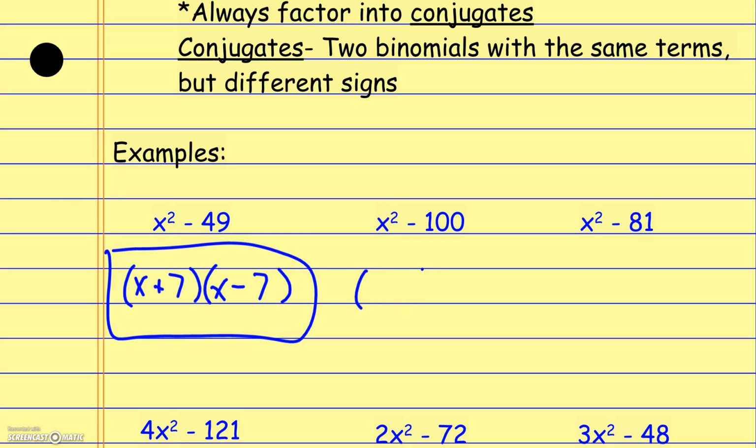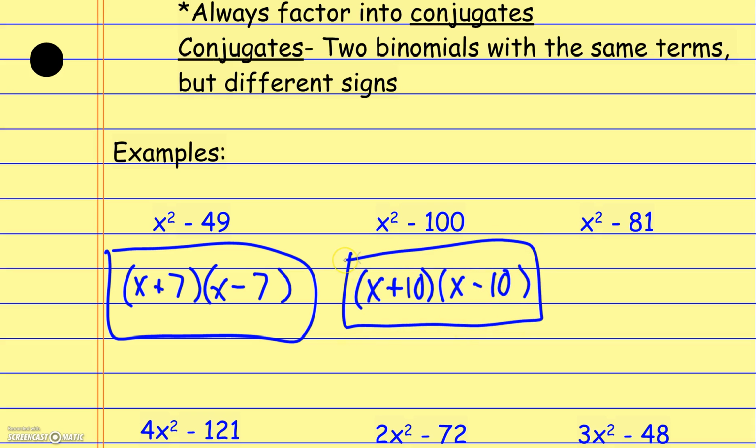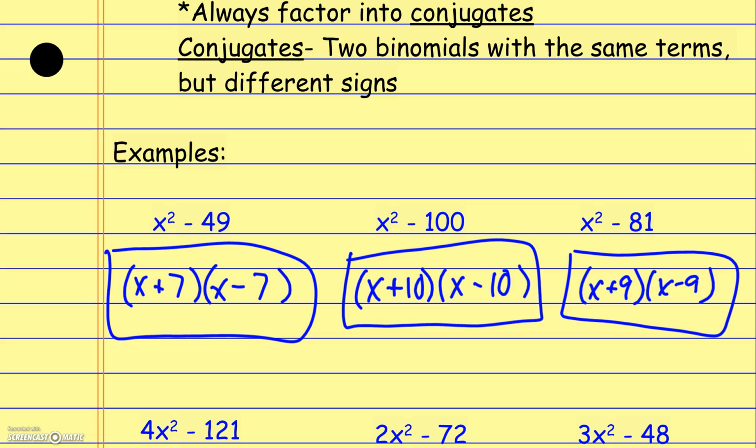All right, same thing here. This is going to factor into conjugates. One's a plus, one's a minus. The square root of the x squared is the x. The square root of 100 is a 10. All right, so again, I get the same thing written twice, but one's a plus, one's a minus. That's the shortcut here. All right, again, this is a difference of squares. This is going to factor into an x plus 9 and an x minus 9. One's a plus, one's a minus, and I'm basically taking the square root of each of those terms.